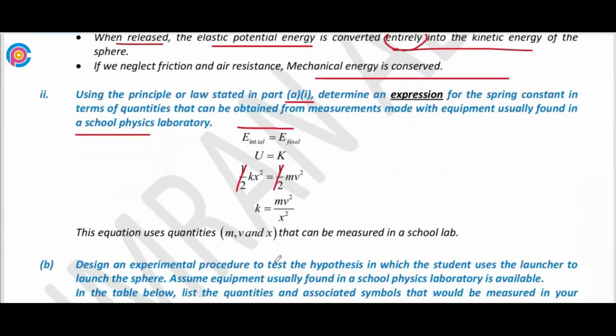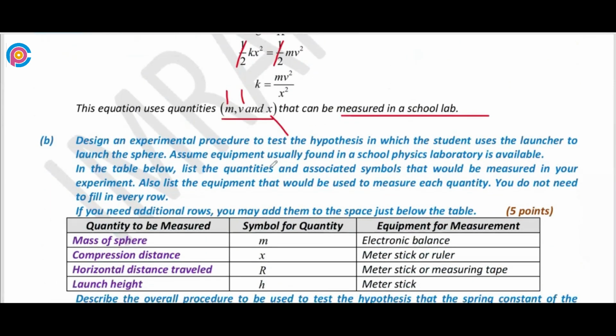So to find the value of k, we have to know the three variables m, v and x. We have to measure the mass of the sphere, the velocity of the sphere, and the compression distance. Now, these three things can be measured in a school lab. Now the next question is to design an experimental procedure to test the hypothesis in which the student uses the launcher to launch the sphere. Assume equipment usually found in a school laboratory is available.